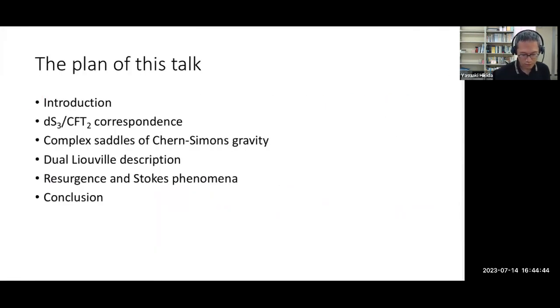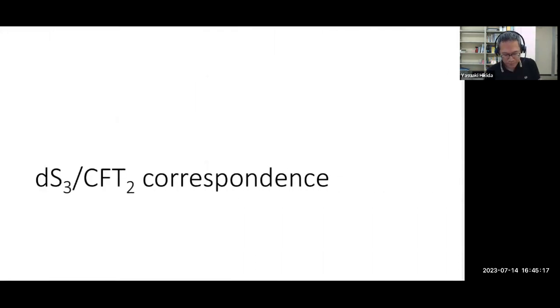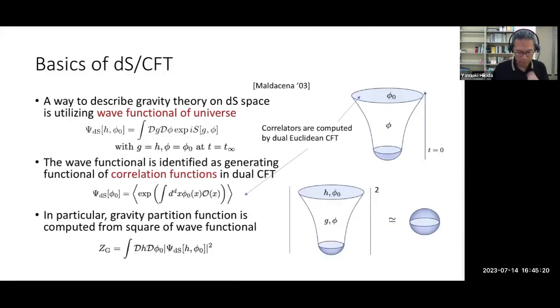Next, I want to introduce our proposal of dS/CFT correspondence. Then I will talk about complex saddles of 3D Chern-Simons gravity. Then I will determine the allowable geometry from the dual CFT, then I will study more about the structure of this Liouville theory and dual CFT, and then I conclude this talk. Okay, let me start from the dS/CFT correspondence.